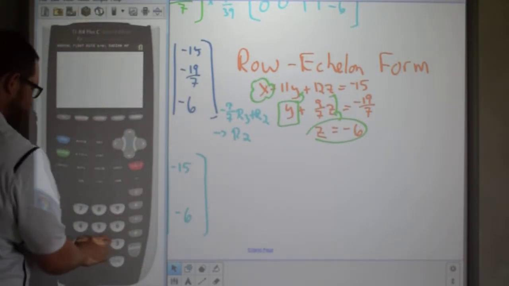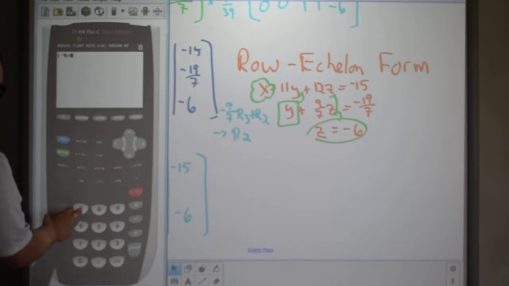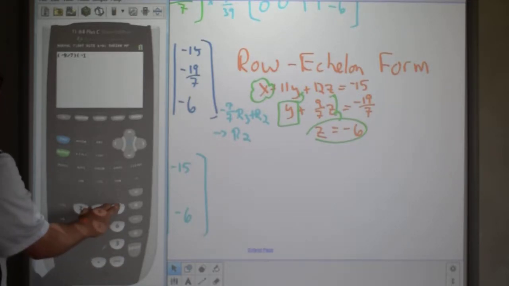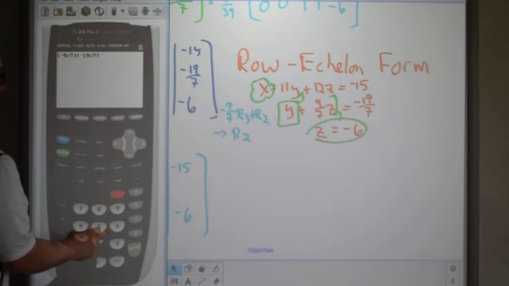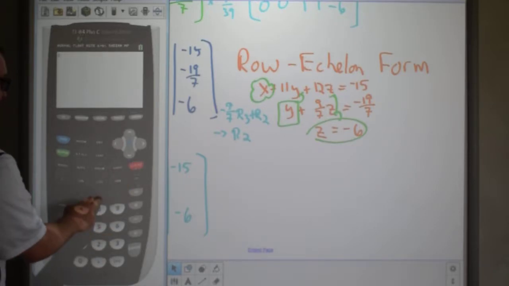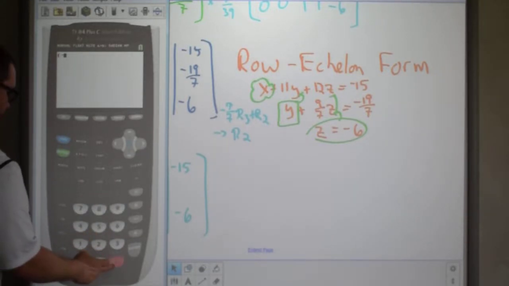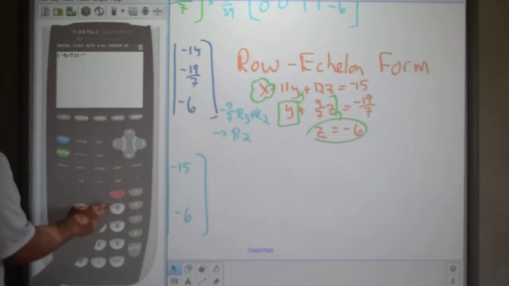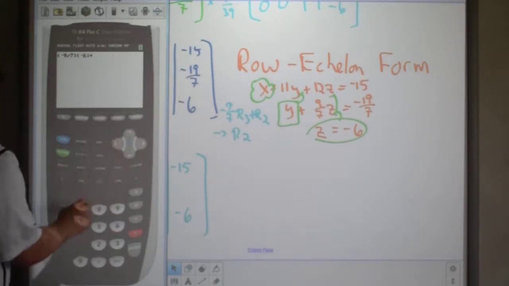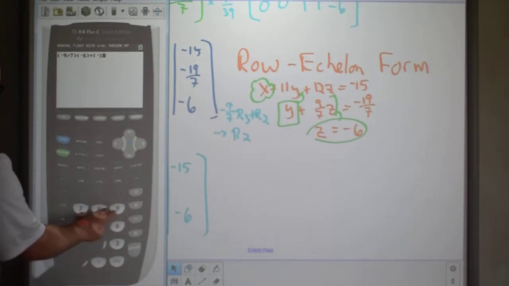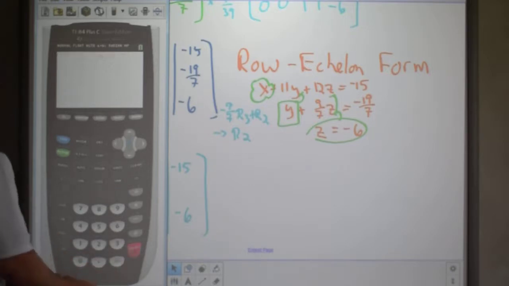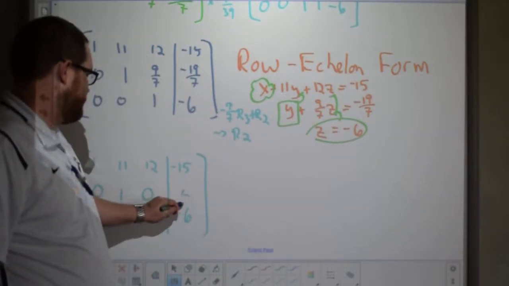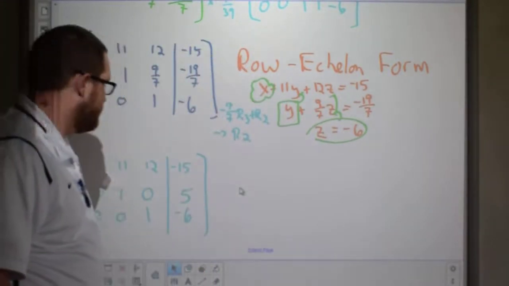So I need negative 9 sevenths times negative 19 sevenths. I messed that up. I need negative 9 sevenths times negative 6, plus negative 19 sevenths. Look at that. And now I got rid of the fraction. Now this is just 5. I'm one step closer to being done.